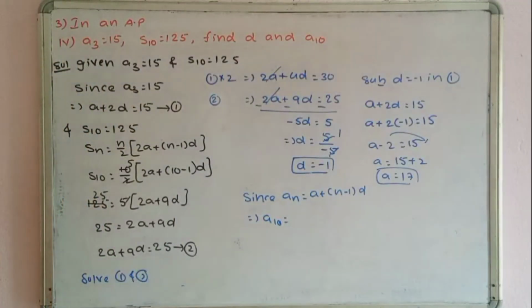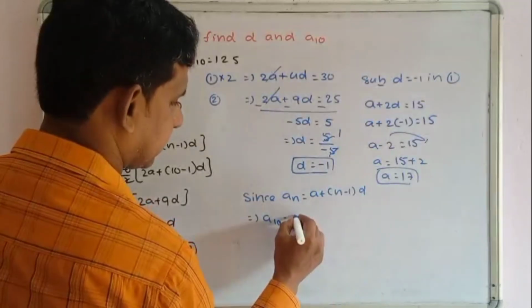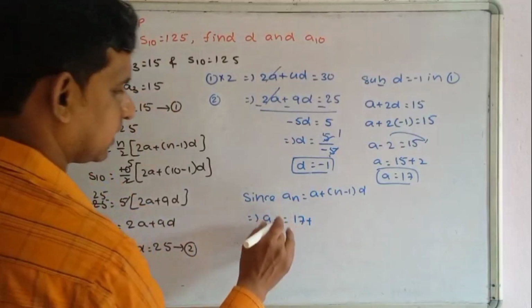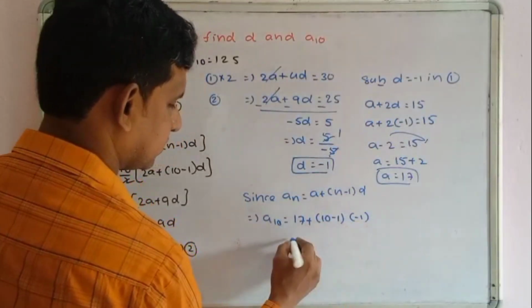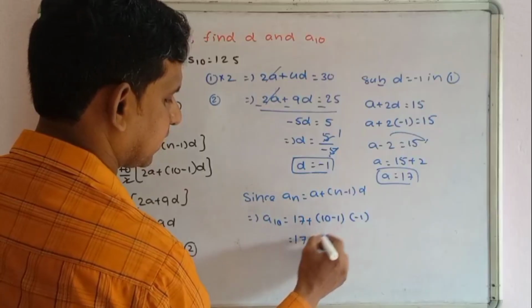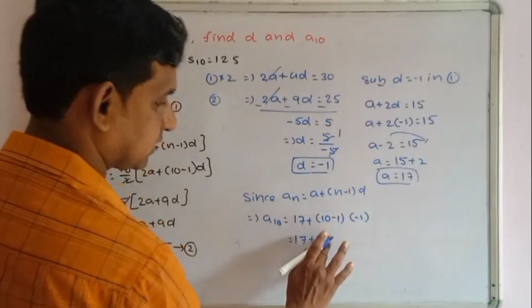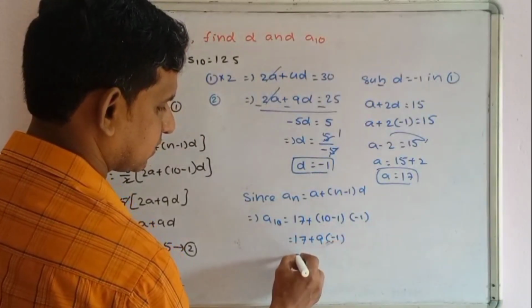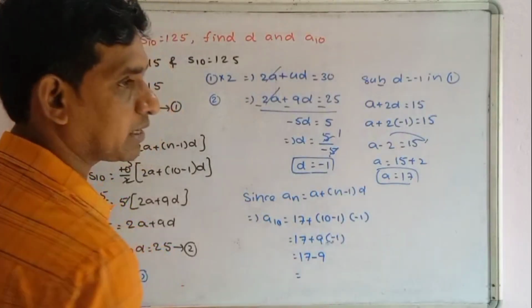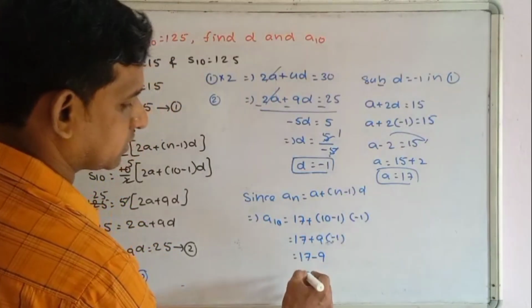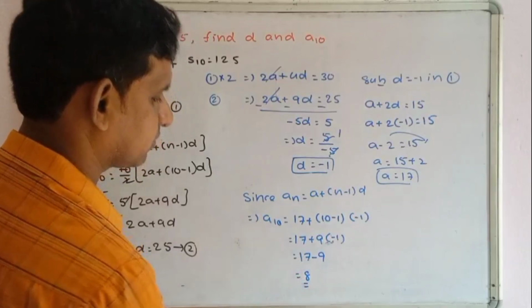Now a10 equals a, the a value is 17, plus n minus 1. Here n is 10, 10 minus 1 is 9, times d value minus 1. So 17 plus 9 times minus 1, which is minus 9. So 17 minus 9 is how much? 8.